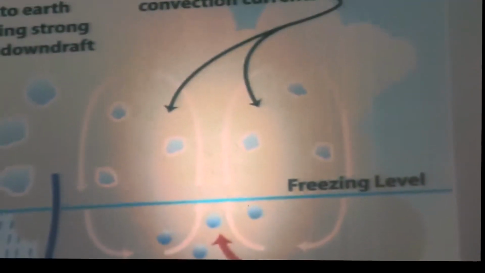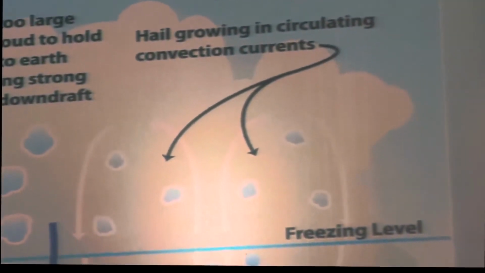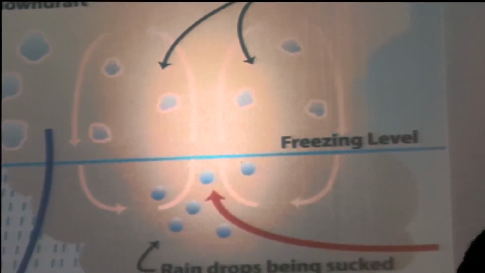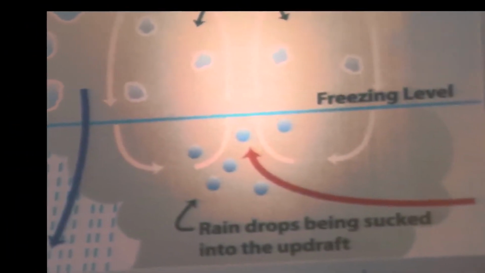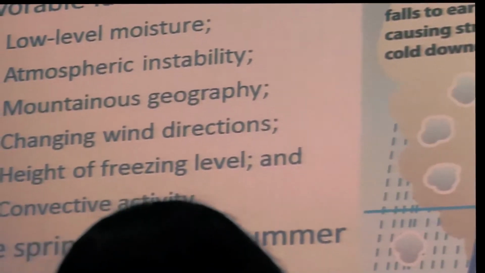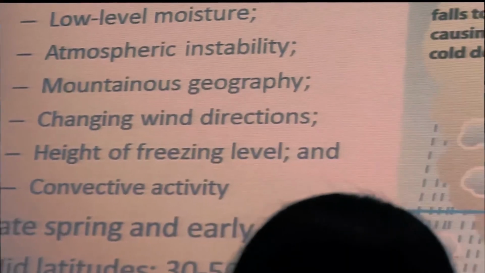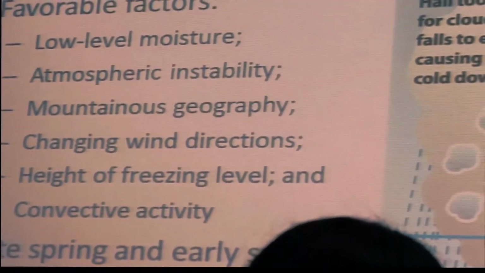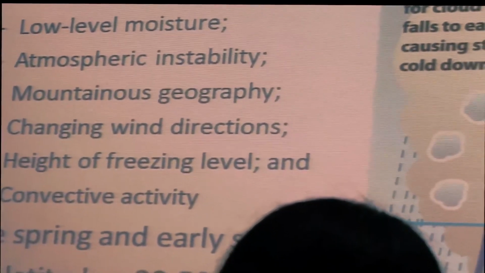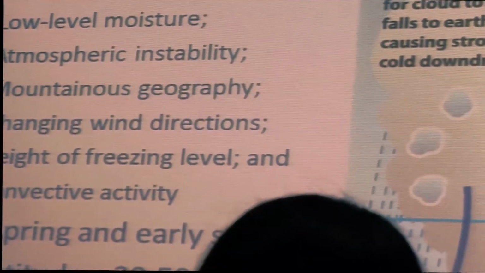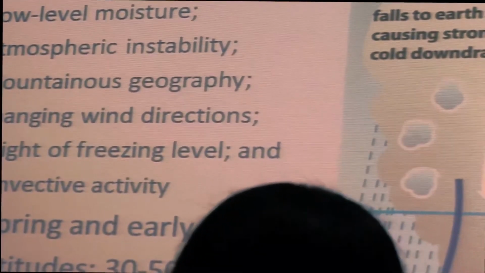There are a number of factors that contribute to this, which I've listed here: low level moisture, atmospheric instability, mountainous geography. Mountainous geography is important because if you have a horizontal wind, it can come into contact with the mountain and it will push up, create the updraft, and then you form hail. Changing wind directions, again, can create updraft. Height of the freezing level.